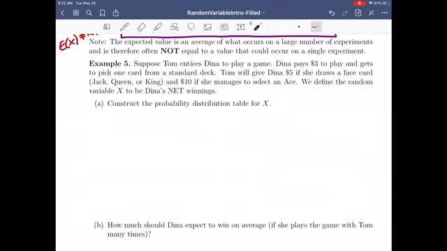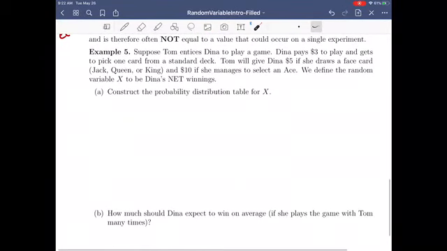So let's just do one more example. Suppose Tom convinces Dina to play a game. Dina pays $3 to play, so she pays the $3 no matter what. She gets to pick one card from a standard deck. Tom tells her he's going to give her $5 if she draws a face card, so that's Jack, Queen, or King, and $10 if she gets an ace. But if she gets anything else, he just keeps her $3.